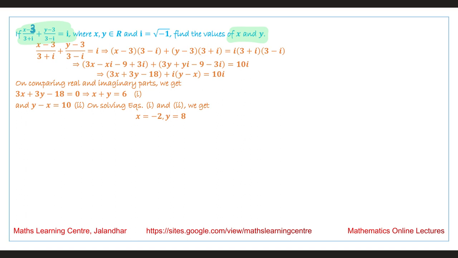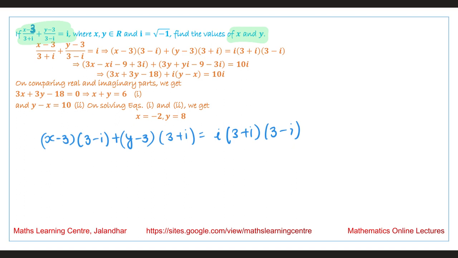So to solve this, we are going to cross multiply these terms. We will get (x minus 3) into (3 minus i) plus (y minus 3) into (3 plus i). This is equal to i into (3 plus i) into (3 minus i). On solving this term, it is i into (3 square plus 1), so that is equal to 10i.